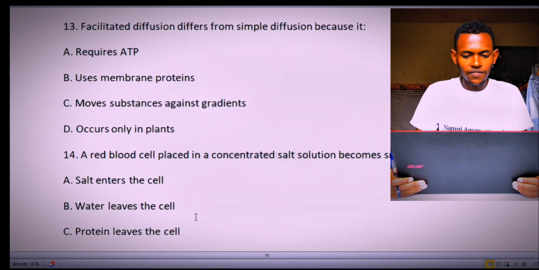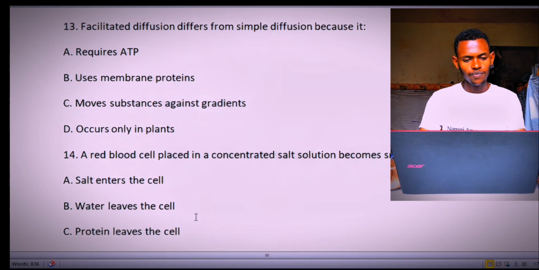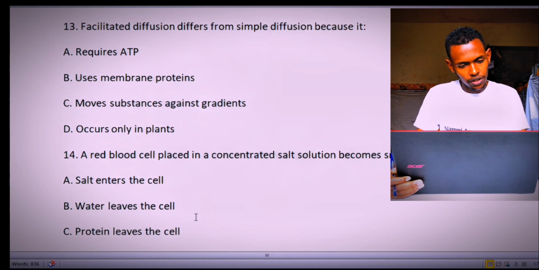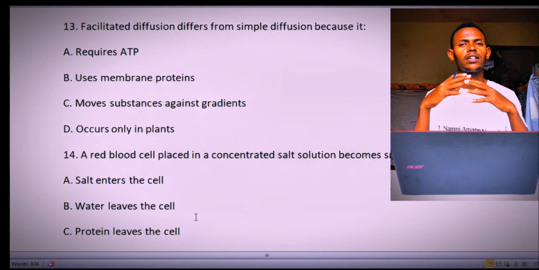Facilitated diffusion differs from simple diffusion because it A. requires ATP, B. uses membrane proteins, C. moves substances against the gradient, D. occurs only in plants. It is your turn.